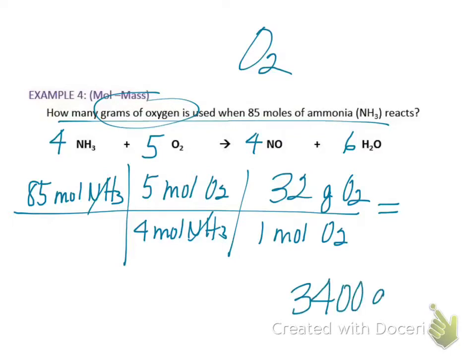3,400, which would be a lot of oxygen. Okay? Which 85 moles of ammonia is a lot, so you should expect a high number. So this is where you want to do a little bit of number sense and say, hey, 3,400 grams, that seems like a lot, but if I think about 85 moles of ammonia, that's a lot of moles.